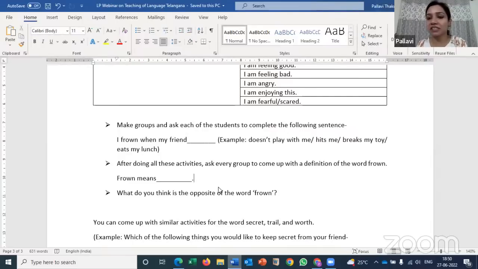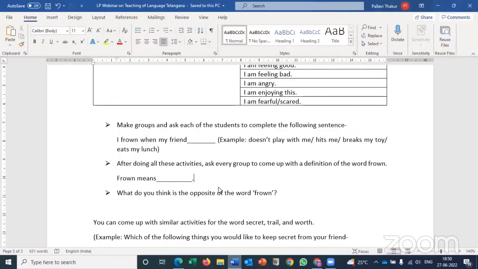I can ask Giridhar sir to give an example. He can complete this sentence for himself. I frown. Yes, sir. Would you like to complete the sentence? When do you frown? I frown when I'm hungry. Parthasarathy sir, would you also like to complete the sentence? Yeah, I frown when I don't get what I want.